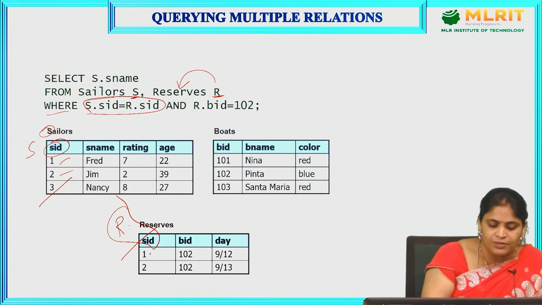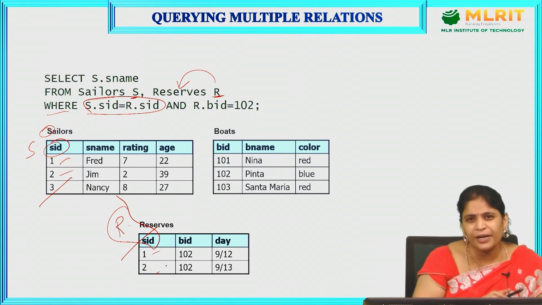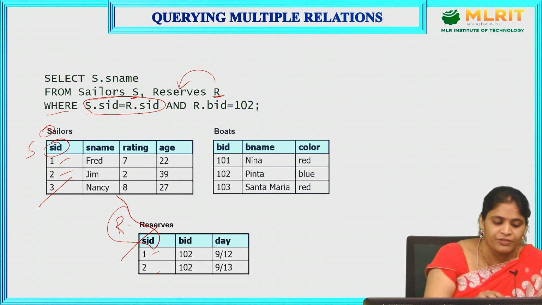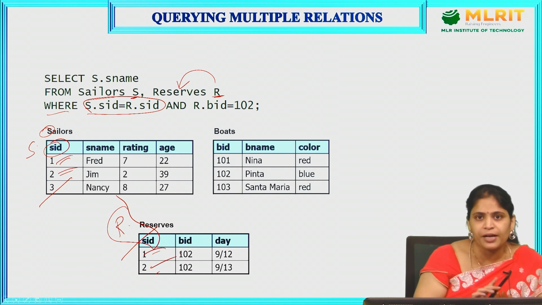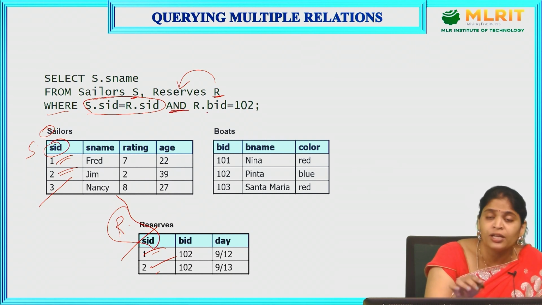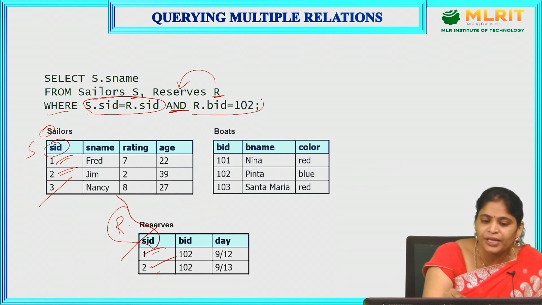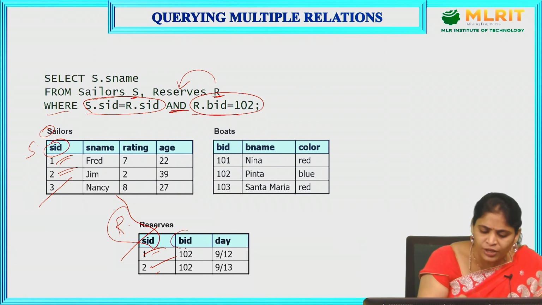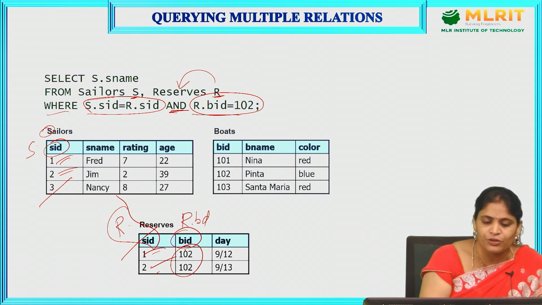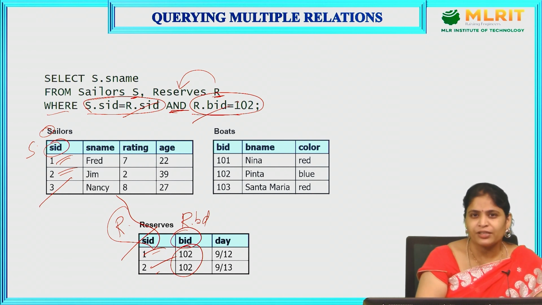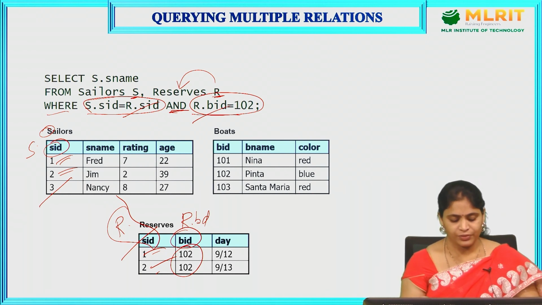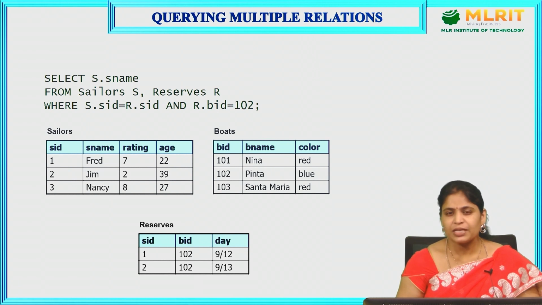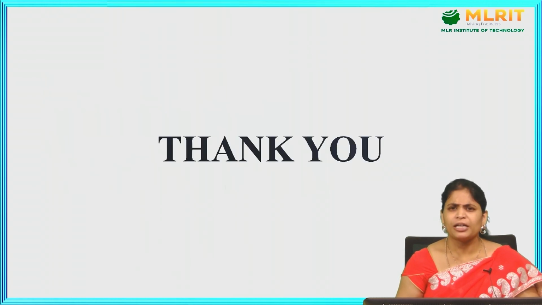Whatever the SIDs that are equal, those must be compared first. 1, 2, 1, 2. These must be compared. And one more condition. What is the condition? And you should satisfy that BID, boat number must be 102. That boat ID is in reserves table. So, R.BID must be 102. These two conditions must be satisfied. Then only the output will be retrieved. Clear? So, in this manner, we can represent basic SQL queries and by using multiple relations also.